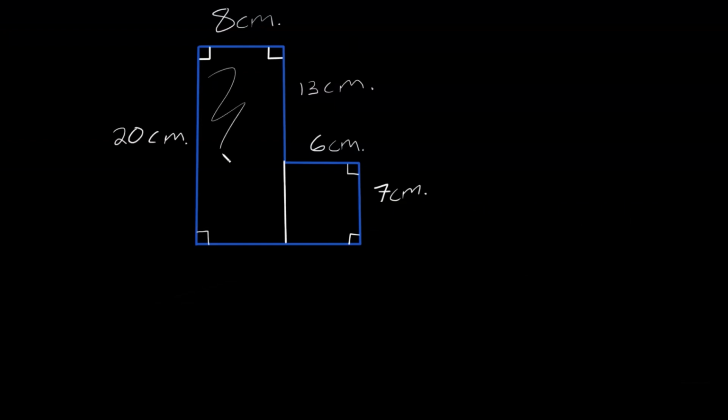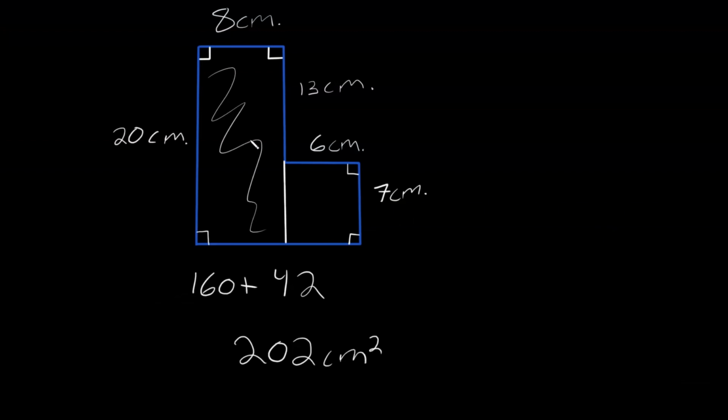So over here, the area of this rectangle is 8 times 20 because that's the formula to find the area of a rectangle. So this would be, let's see, 20 times 4 is 80, and then double that is 160. So 160 plus 6 times 7 is 42. So our area here is 202 centimeters squared, right? So that's pretty simple. All we had to do was divide the area into two different rectangles, find the area of those, and then add them up.